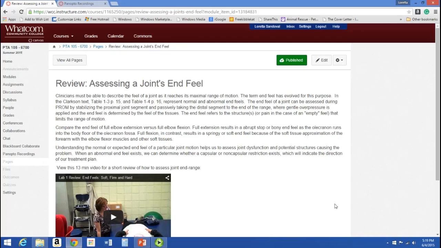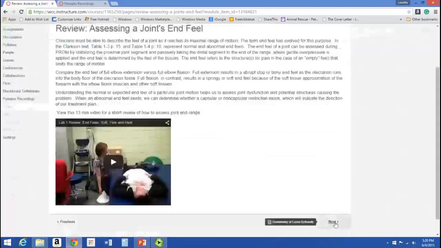We will do a little bit of a review in lab about assessing a joint's end feel. There is a video on Canvas that talks about soft, firm, or hard end feels. That's a nice thing to review and remember which structures determine individual end feels, and we'll practice assessing that in the lab as well.